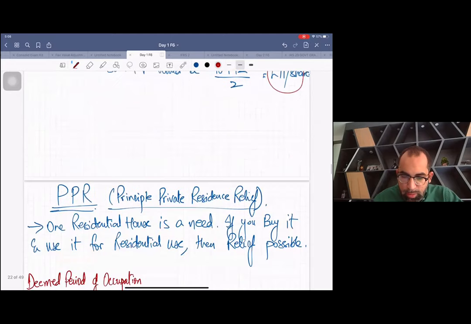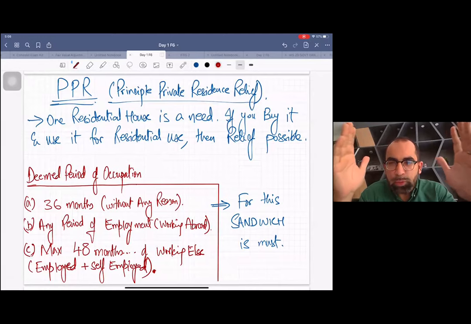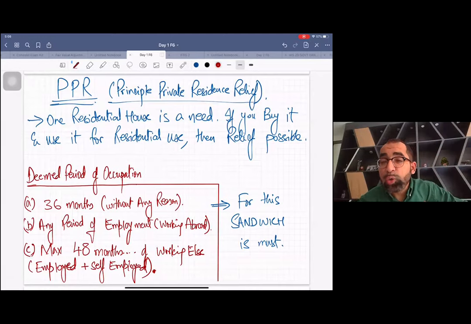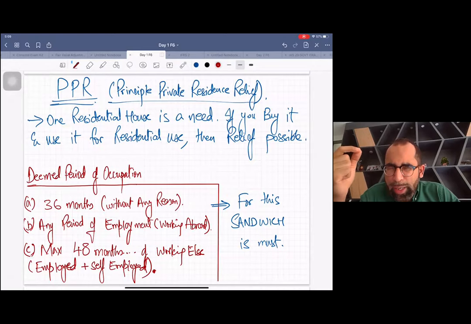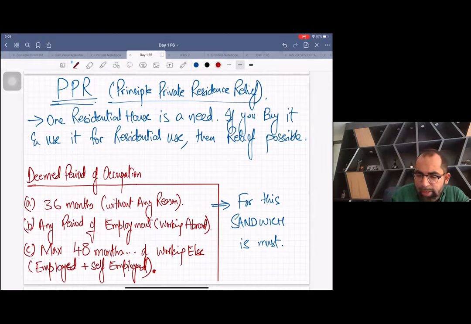Now, a very interesting topic, PPR, principal private residence relief. Now, the tax department knows that we are all human beings, and the very basic need of a human is shelter. So we all need one house. So the law is, if you buy one house with the intention of living, and you live inside it, then when you sell it there is no tax, there is no CGT. So one residential house is allowed.